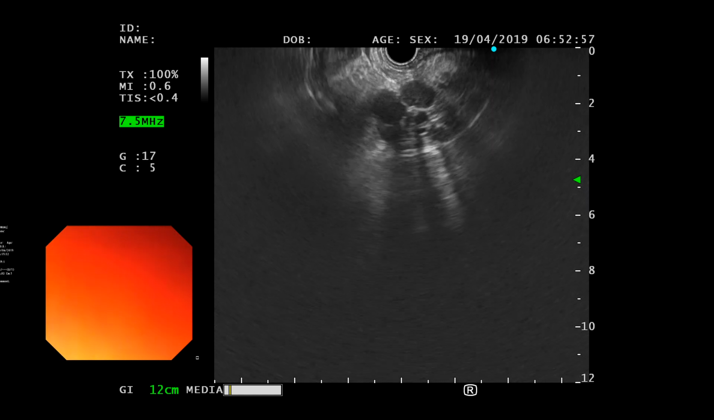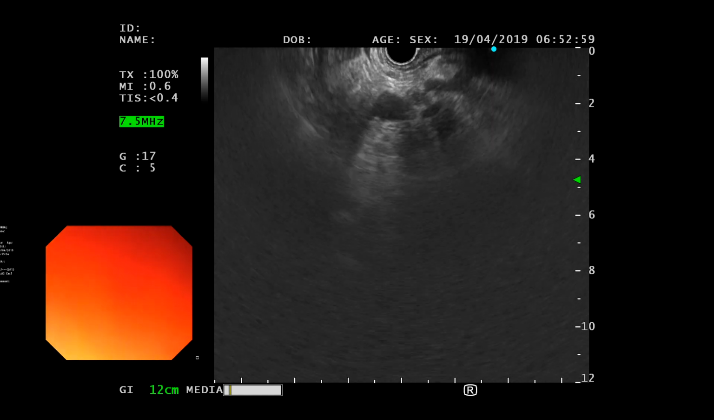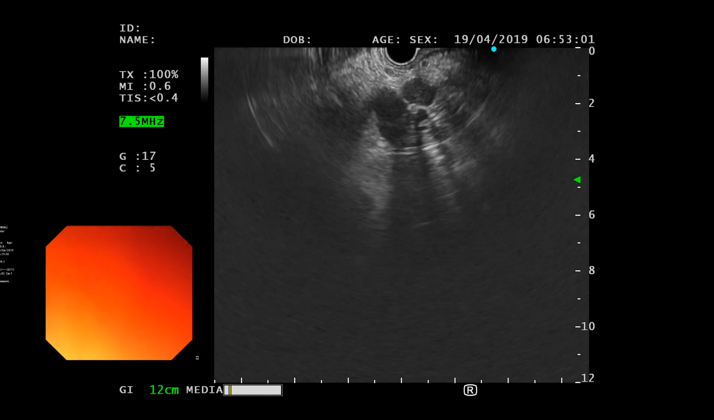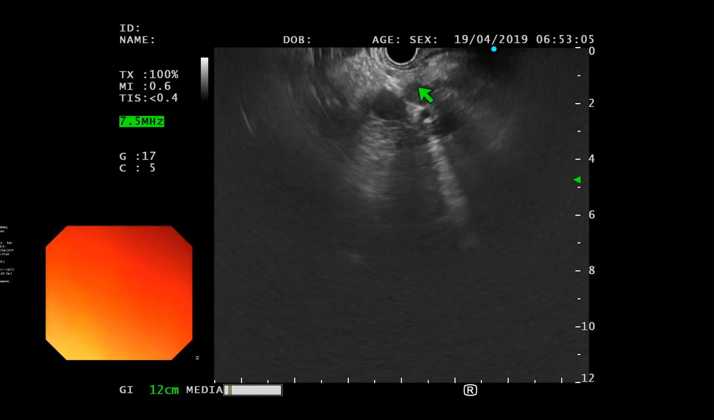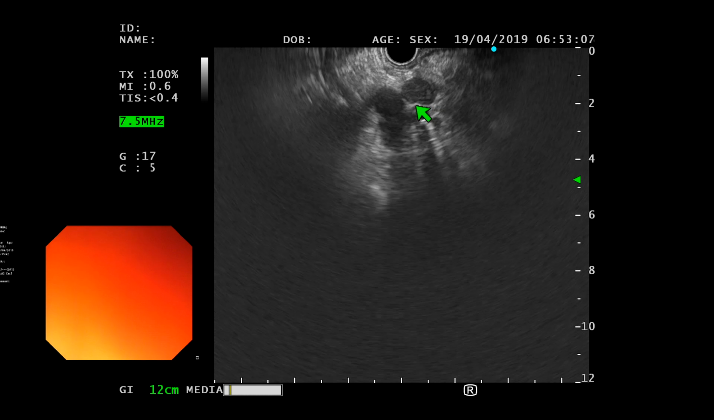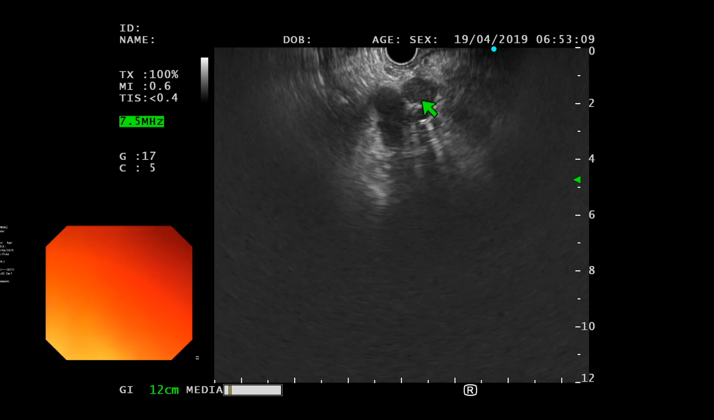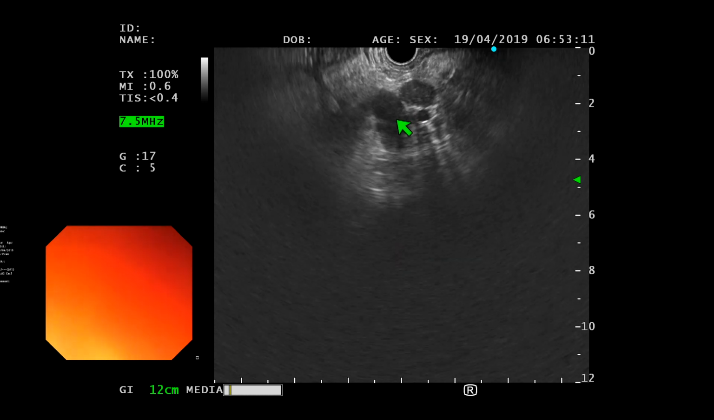Now, does everybody see that? Okay, we can see. So now, what does the house say? Yeah, malignant nodes. They are malignant.